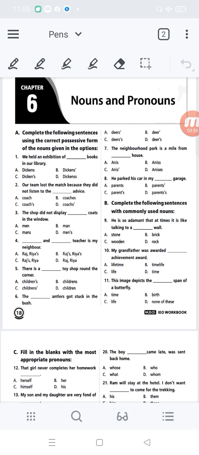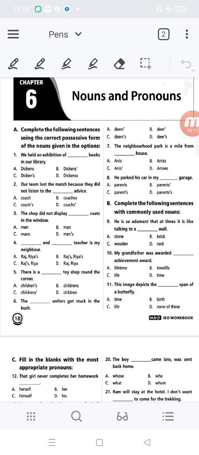What would be the correct option? Given are Dickens, Dickens apostrophe, then Dickens apostrophe s. As we know that it is possession, an ownership relationship, the correct option would be the B number option, that is Dickens apostrophe s. Yes, that one is the correct one.